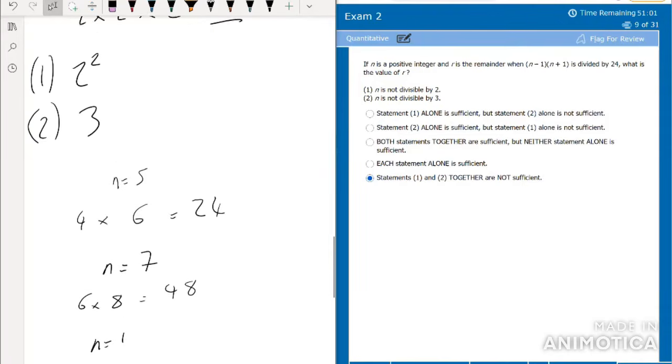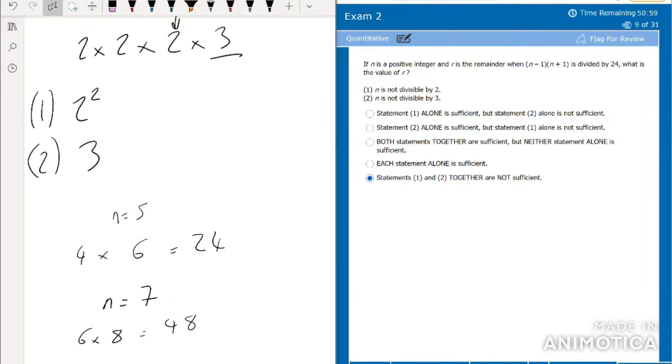Right, yes. And so what's the flaw in my reasoning? Well, if n is not divisible by 2, they're both even, yes, but actually one of them must be a multiple of 4. So we have accounted for it. So both statements together are sufficient.